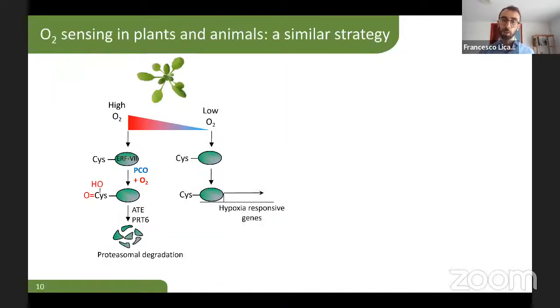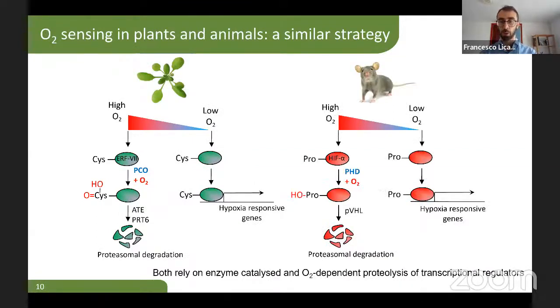If now we compare this system with the oxygen sensing system that was discovered about 20 years earlier and was awarded the Nobel Prize for Medicine or Physiology to Bill Kaelin, Greg Semenza, and Peter Ratcliffe, we see quite some similarities. So in both cases, we have a strategy that relies on degradation of a transcription regulator, and this degradation is oxygen dependent, so that hypoxia stabilizes it. In plants, these are the ERFVII transcription factors that are regulated through the activity of PCOs.